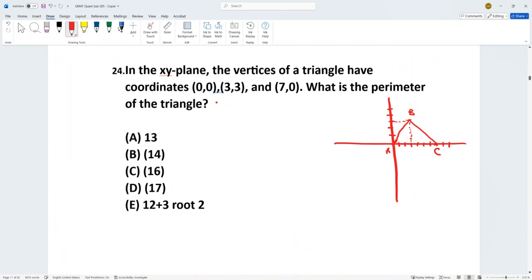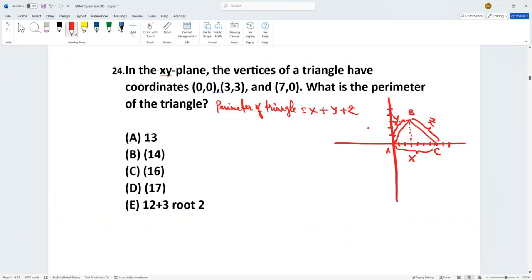Okay, so we know the perimeter of the triangle is equal to the addition of the 3 sides of the triangle. So like this side here, this side here, and this side here. Here I'm going to call this side X, this side Y, and this side Z. So it's actually X plus Y plus Z.